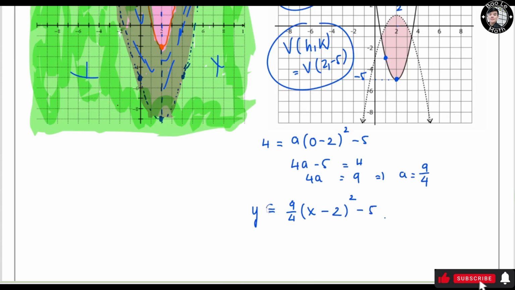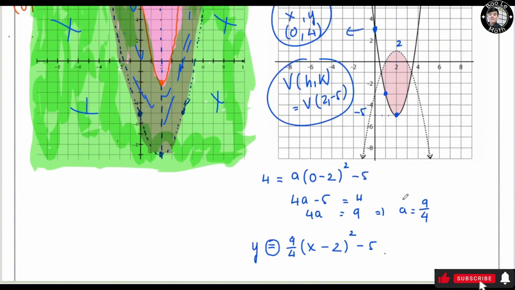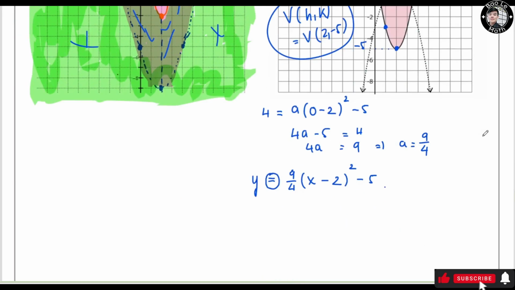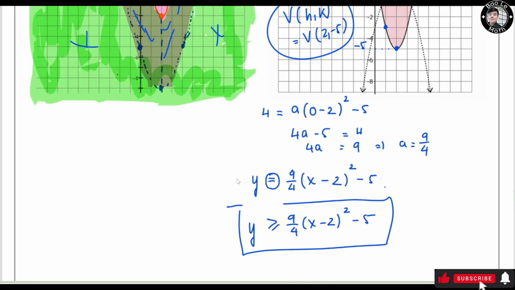Now I need to determine the inequality symbol right here. I look at this one and see that the graph opens upwards, and the solid line right here. And looking at the shaded region, it's going to be above the parabola. So this becomes y greater than or equal to 9 over 4 times (x minus 2) altogether squared minus 5. This one is the answer for the first graph.